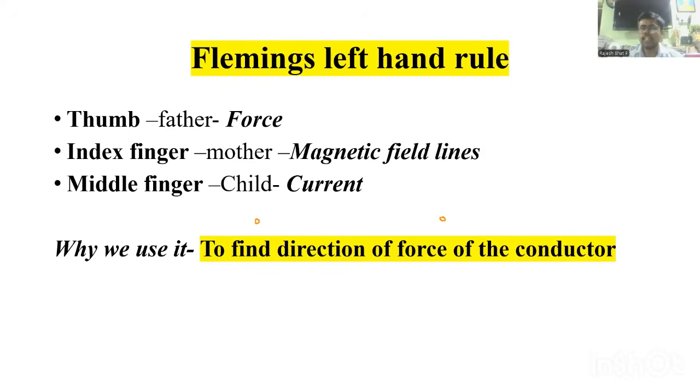Next, Fleming's left hand rule, everybody knows: father, mother, child. I told you already. This thumb stands for force. This stands for magnetic field lines, mother. C stands for child, current. Okay, father, mother, child. Some also remember this as motion. This has field lines, then it becomes mother, father, child. But the best is this, it is very easy: father, mother, child. Then you know how to expand it and write. Why we use it? I already told you.